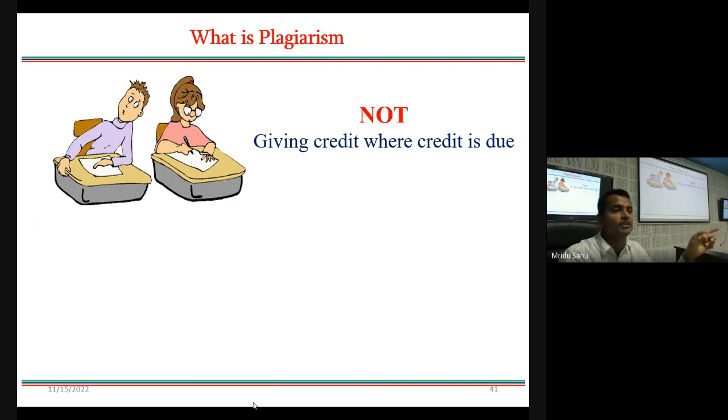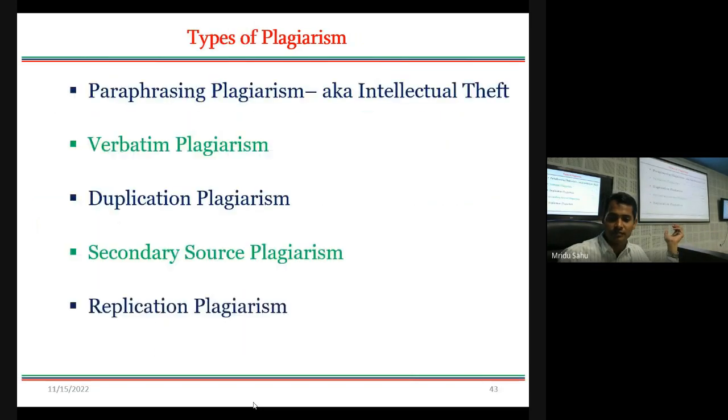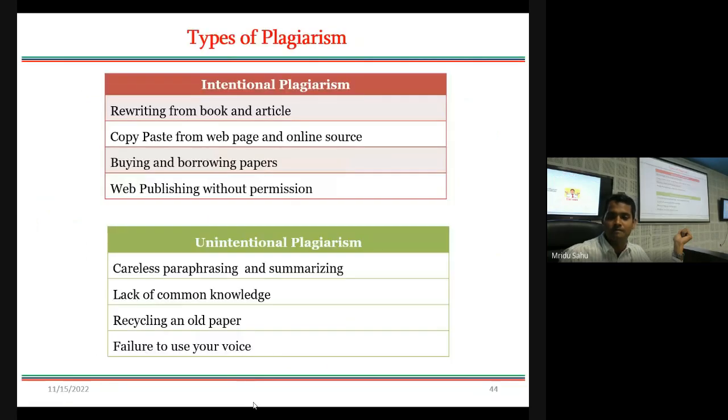अगर आपने गलत citation भी दे दिया, again it is plagiarism. आप किसी और के काम को किसी और का काम बता रहे हैं. This is not good. So there are a lot of aspects to plagiarism: duplication, secondary source plagiarism, replication, and invalid citation plagiarism. The important part is that types of plagiarism, कुछ intentional होते हैं और कुछ non intentional होते हैं. Intentional हमें पता है. Non intentional includes careless paraphrasing and summarizing, lack of common knowledge, recycling an old paper, and failure to use your own voice. This all comes under unintentional plagiarism.